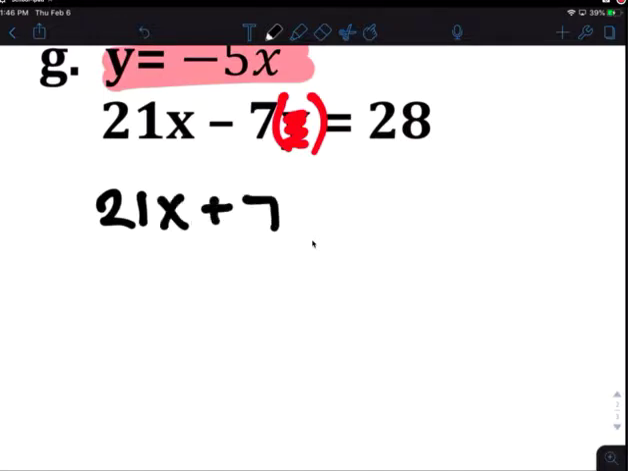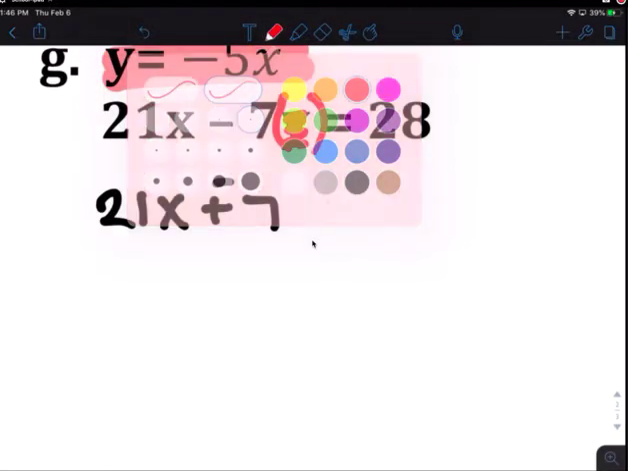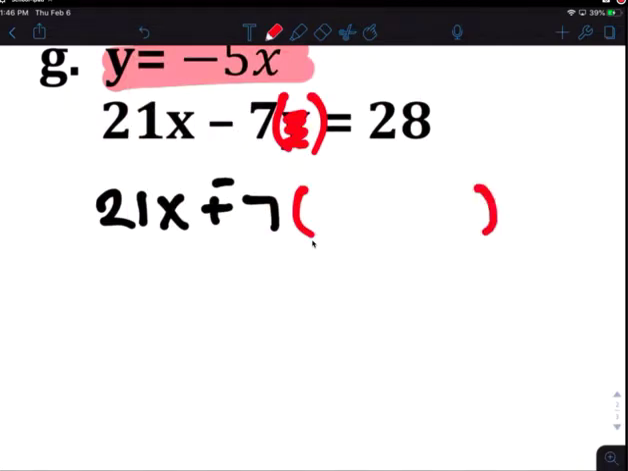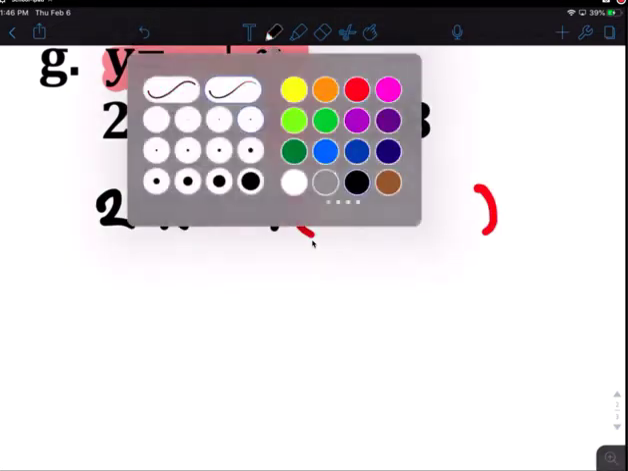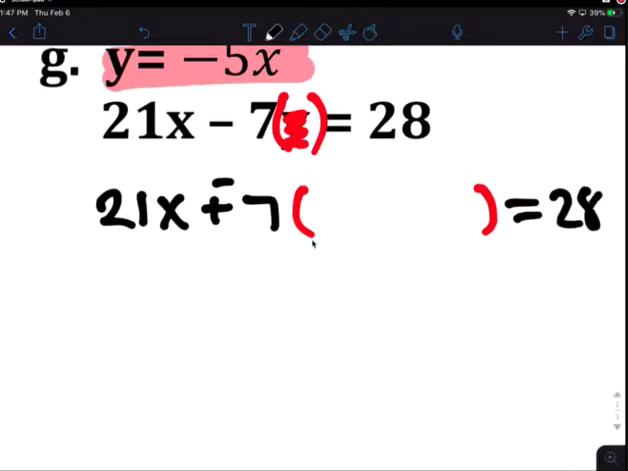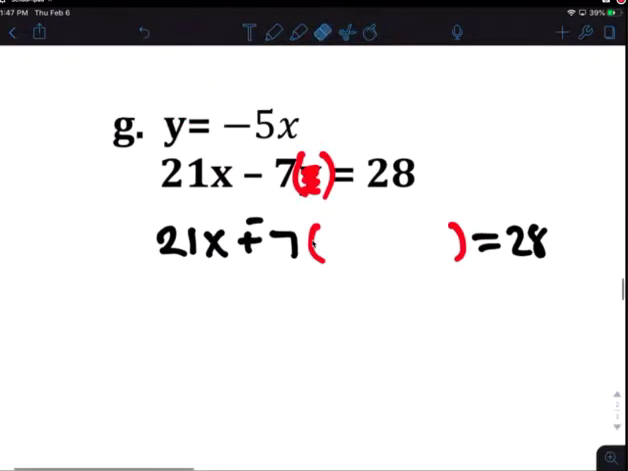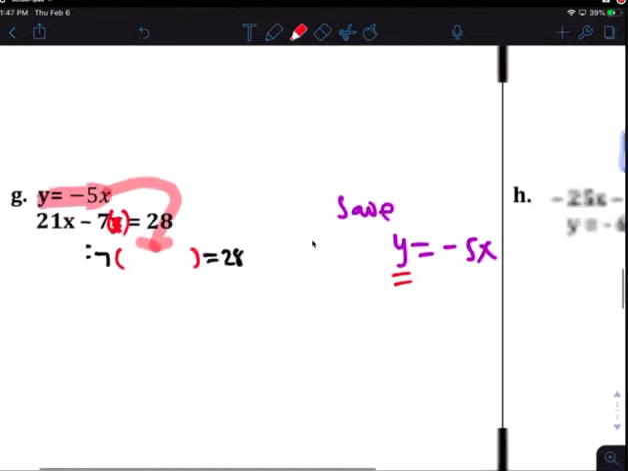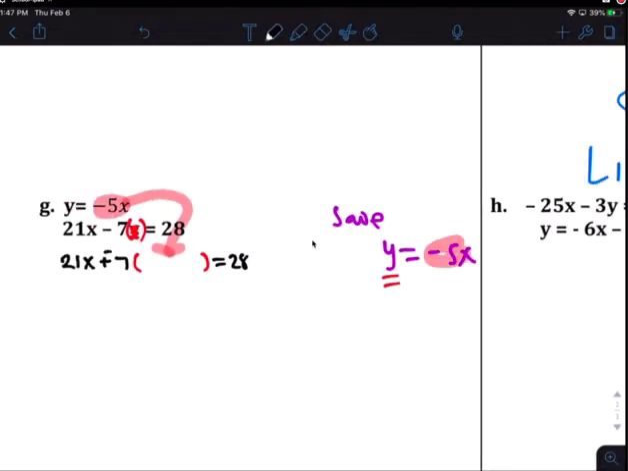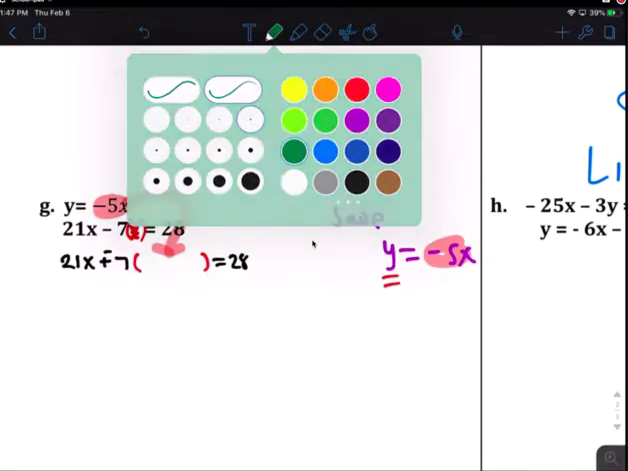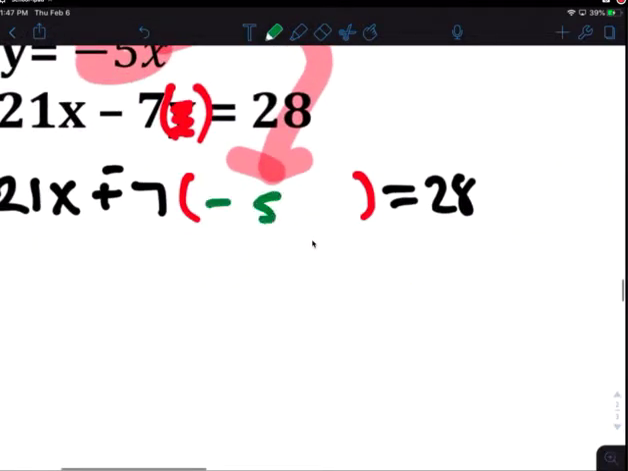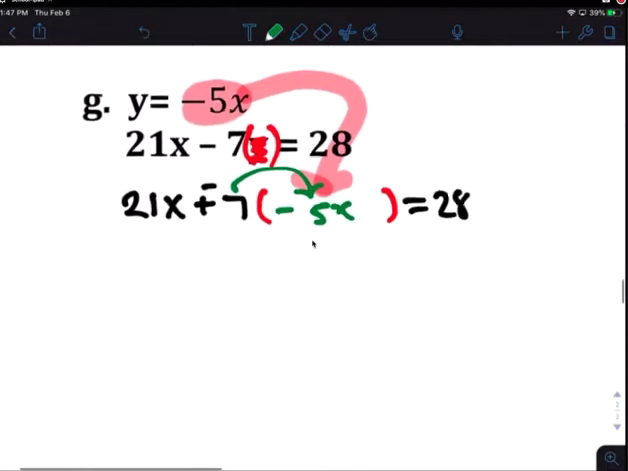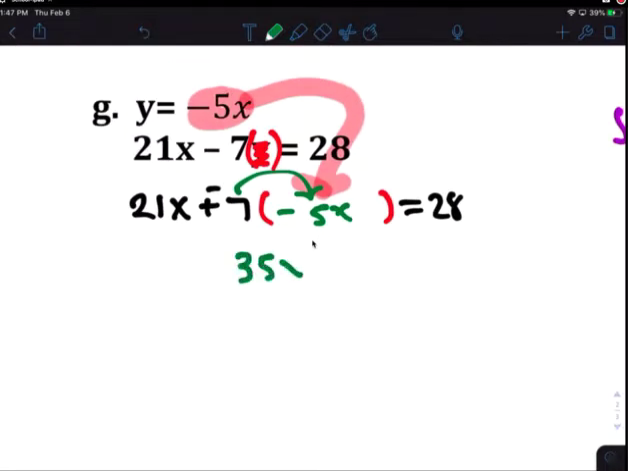Minus 7, additive inverse. And then we copy that, leave some space because you're going to write something there, equals 28. What are you going to write? You're going to write this negative 5x into there. Or another way to do it, write that same thing, right? Negative 5x. So distribute, multiply it, you get positive 35x plus 21x. That gets you equals 28.